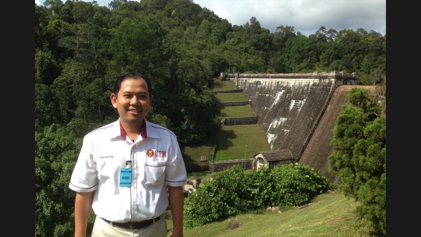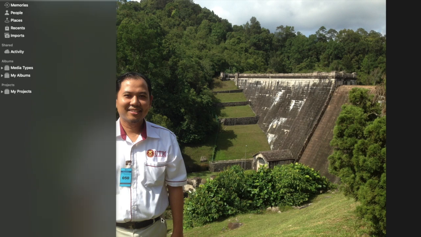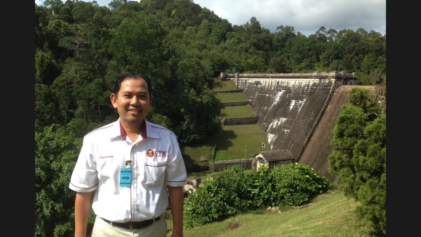I got the permission from Syarikat Air Johor to visit an old water treatment plant. We call it the Gunung Pulai water treatment plant. If you can see, it's a very old water treatment plant system. The water source is on top of this, basically here. So it has to go down, and the treatment plant is there, and from that treatment plant it will be distributed to some parts of Johor Bahru.